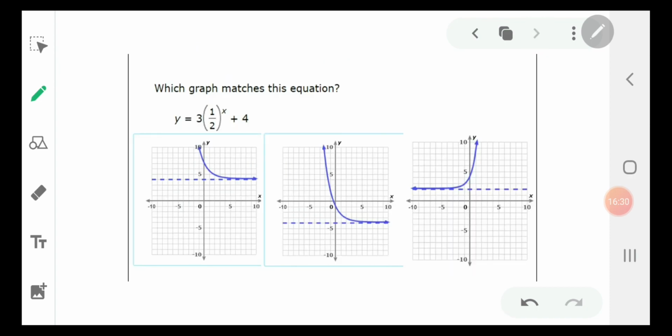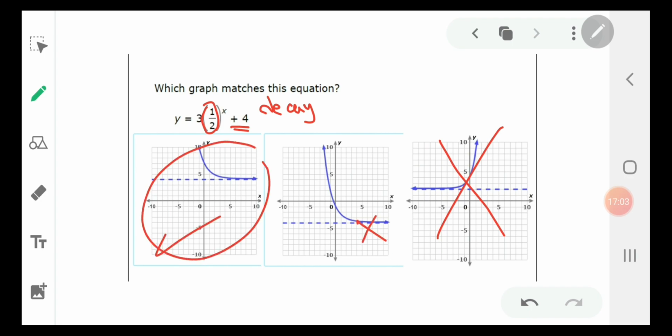Again, given a function, it's required to match it with the graph. Again, you have to decide whether it's a growth or a decay first. Since the base here is less than 1, it is a decay. So you would exclude any growth function. This growth one will not be in my answers. I have two decay graphs here. How to decide now? You decide according to the translation. Plus 4 means the graph is shifted up 4 units. So this one is also not my answer, and this one should be the correct answer. The graph here is a decay with base less than 1 and shifted up 4 units.